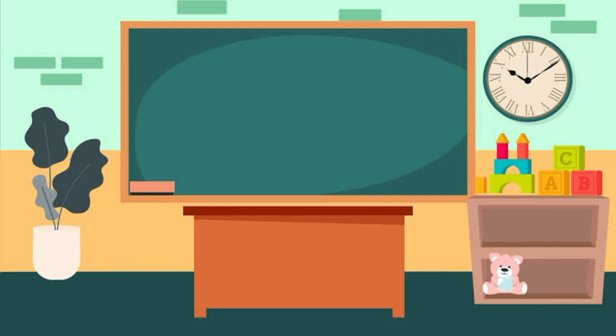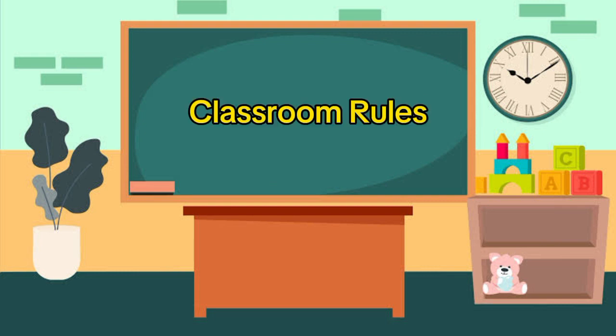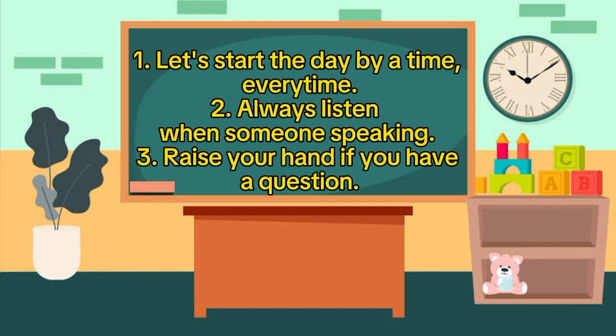But before anything else, I want you to know my classroom rules. I prepared three classroom rules. First, let's start the day on time, every time. Let's come earlier in school. Let's be punctual. Number two, always listen when someone is speaking. If I discuss in front of you, just listen carefully because at the end of the lesson, I have questions and an activity. Number three, raise your hand if you have a question. Don't answer me in chorus. Am I clear, class? Alright.